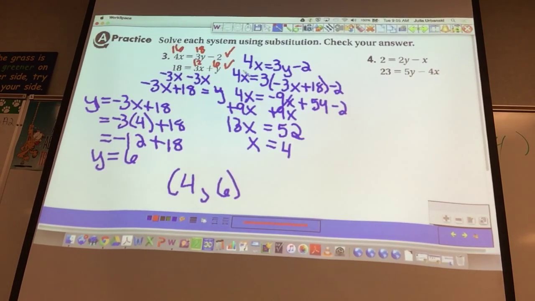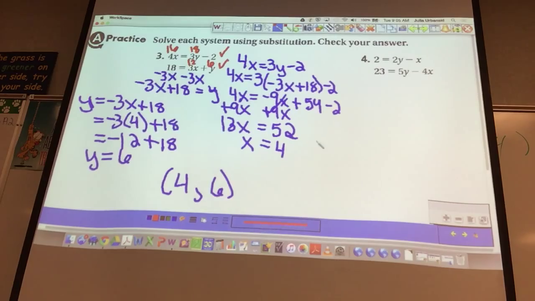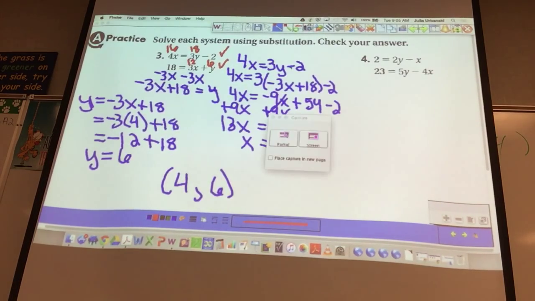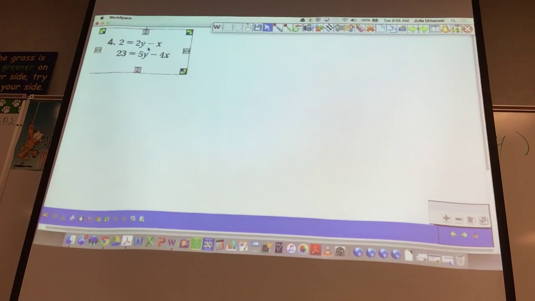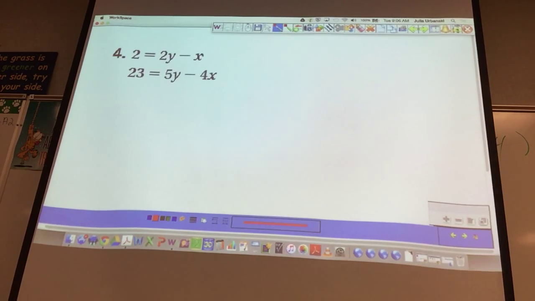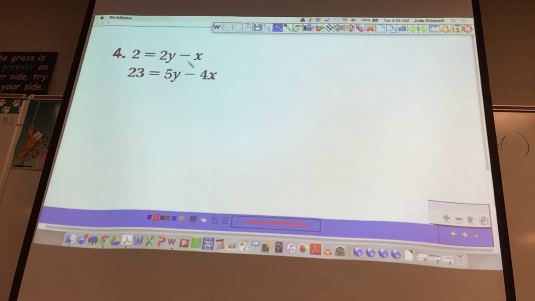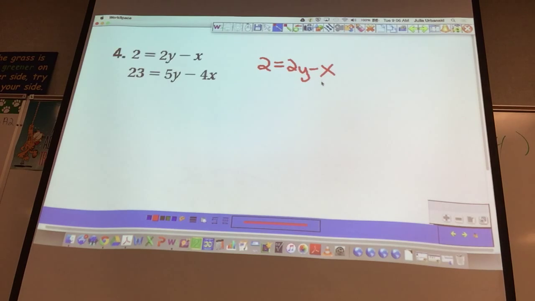Alright. So the last one here, number 4. Let me show you, and then you're just going to try some. I'm afraid I'm going to run out of room. You have it on your paper, but let me just do this. For number 4, which variable should we get by itself first? X. It's going to be a little bit harder because x isn't completely alone. But let's rewrite this one. 2 equals 2y minus x. To get x by itself, what do I have to move first?